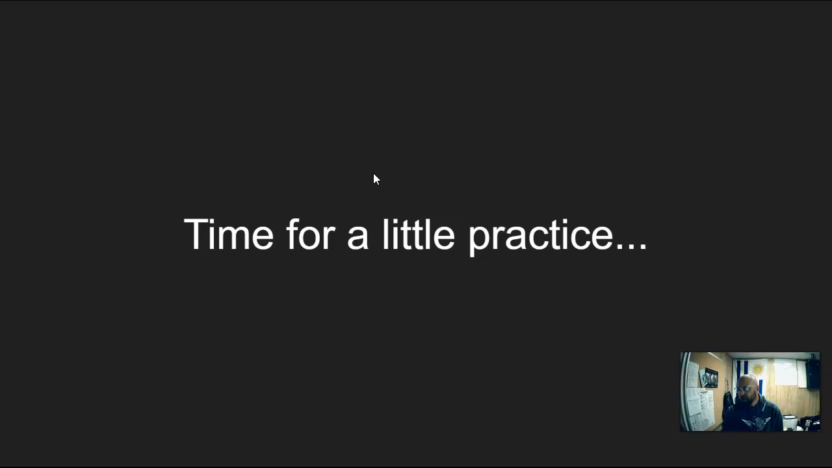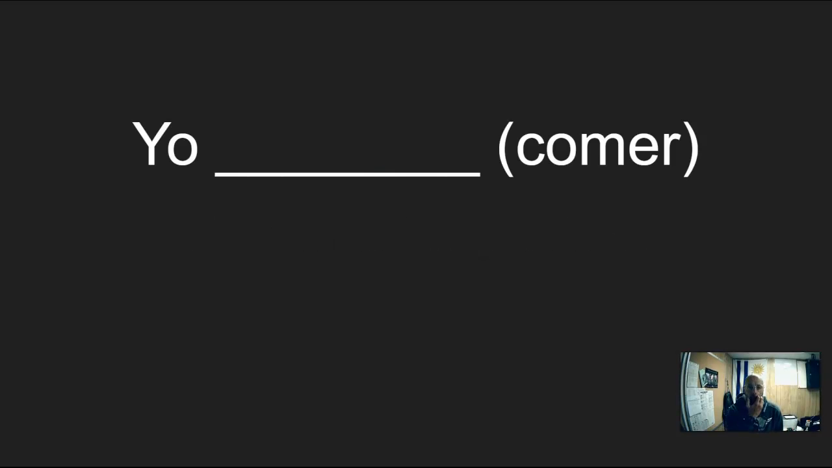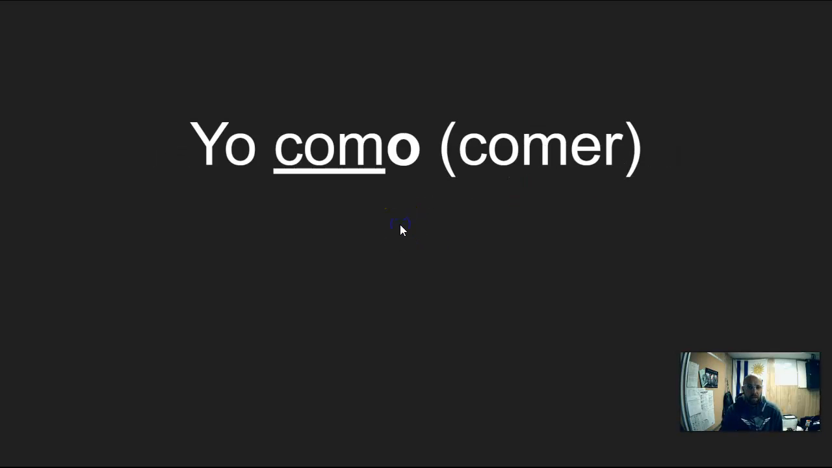All right, let's do a little practice. So yo, and then comer. So ER is our ending. So our root is com. And our yo ending is... Let's see if you got it right. Yo como. I eat. ER is our ending. We take that off. Leaves our root, com. And our yo ending is o. Yo como.